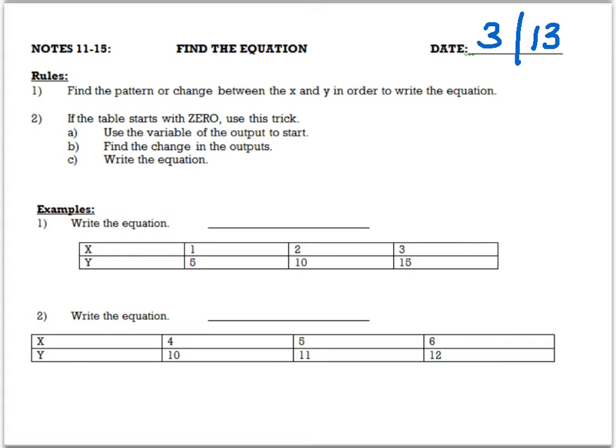The first thing that we need to do is find the pattern or the change between the x and the y. So really we're trying to find what is the slope. And if the table starts with 0, we can use the trick that whatever the output is at an x value of 0 is going to be our initial value, or our b equals. So take a look at example number 1.